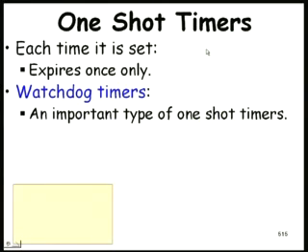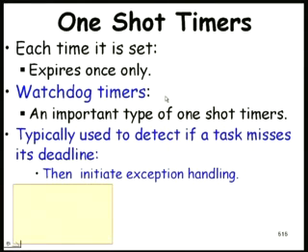A one shot timer, once it is set, will expire only once, as the name itself says, and these are popularly known as watchdog timers. A very popular name for all real time programmers is a watchdog timer. The watchdog timer is used very frequently in any real time programming. The main use is in determining whether a task is missing its deadline, and if the task misses its deadline, then the handler routine with this timer will initiate some exception handling routine.